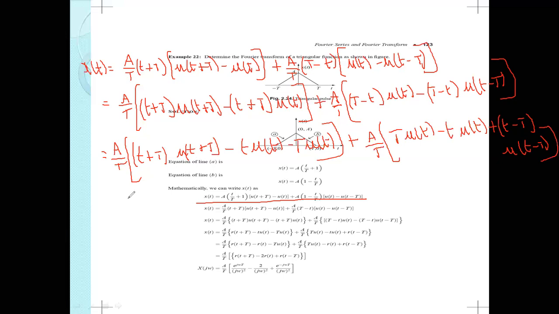Now we got all the functions exactly as step functions with capital T or small t, the step function being a delayed version or advanced version. Then what is the Fourier transformation? What is the Fourier transformation of x of t? It is X of omega, and A by T is a constant.